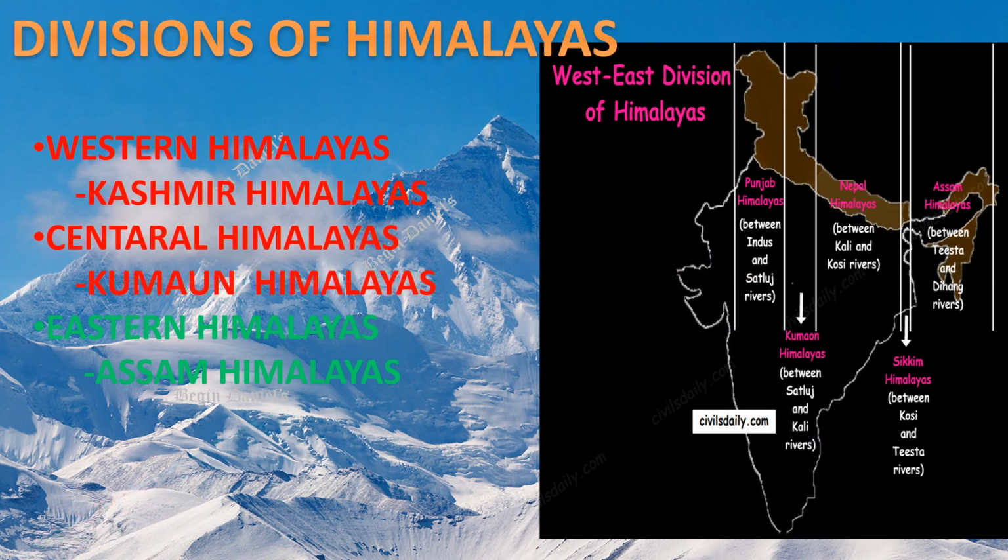Next, we can divide the Himalayas from west to east, western side to eastern side. It can be classified into 3 major sectors. One, the western Himalayas, that is also called Kashmir Himalayas. Then the central Himalayas, that is also called Kumaon Himalaya, and the easternmost part is called Eastern Himalayas, that is called Assam Himalayas. Western Himalaya is called Kashmir Himalaya, Central Himalayas are called Kumaon Himalaya, and the Eastern Himalayas are called Assam Himalayas.